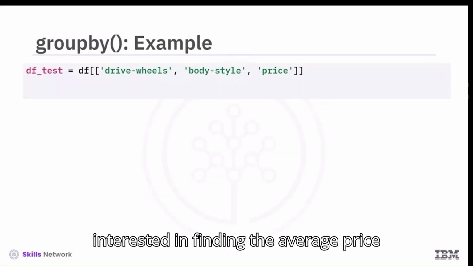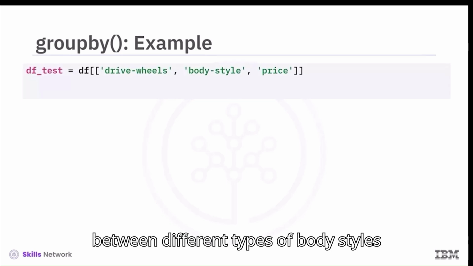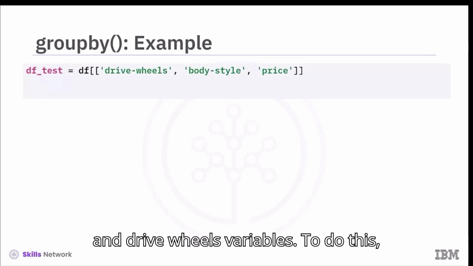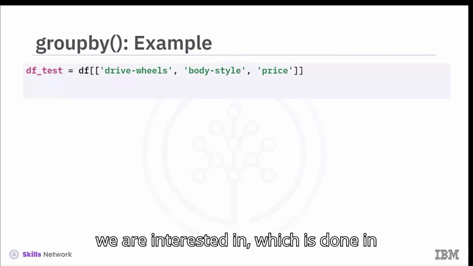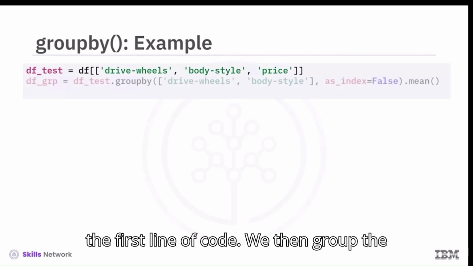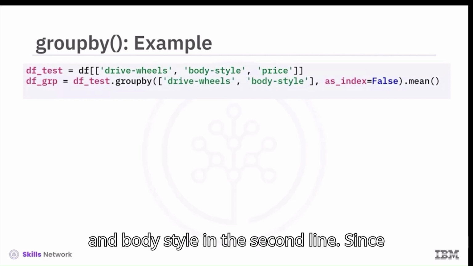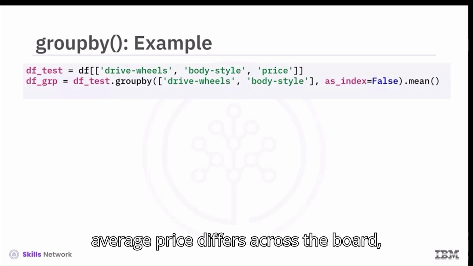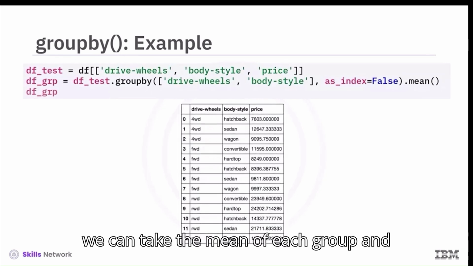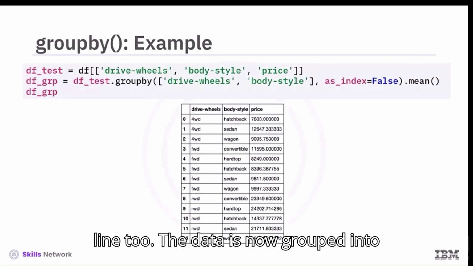let's say we are interested in finding the average price of vehicles and observe how they differ between different types of body styles and drive wheels variables. To do this, we first pick out the 3 data columns we are interested in, which is done in the first line of code. We then group the reduced data according to drive wheels and body style in the second line. Since we are interested in knowing how the average price differs across the board, we can take the mean of each group and append this bit at the very end of the line too.